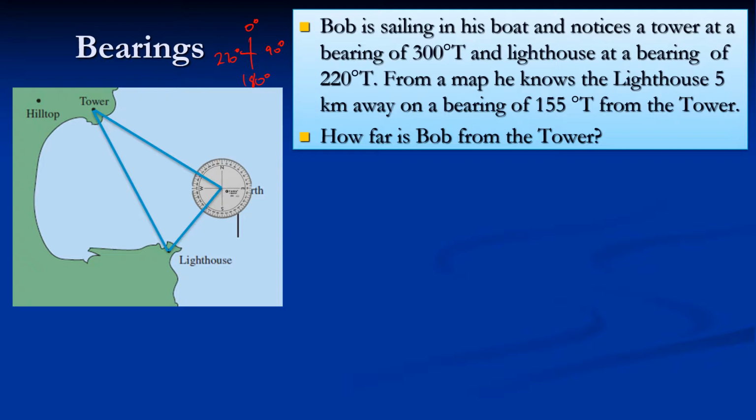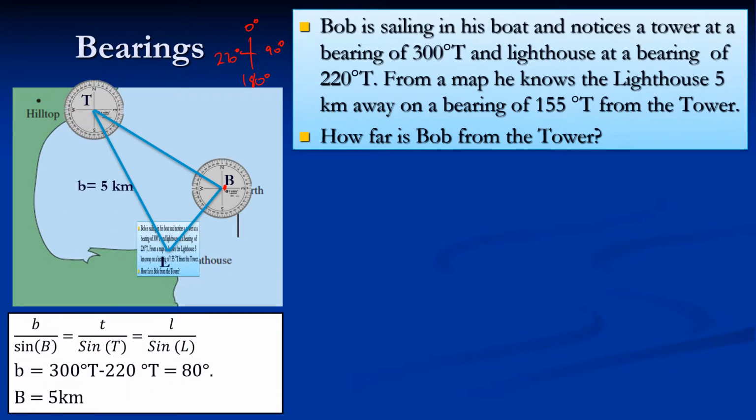So here's Bob in his boat at this point. He's sailing on a protractor, obviously. That's a fancy boat. Now, from the map, he knows that the lighthouse is 5 kilometers away from that tower. So you could use that with the scale factor, for example. And it's also on a bearing of 155 degrees true from the tower. So how far is Bob away from the tower? So we need to fill in what we know.